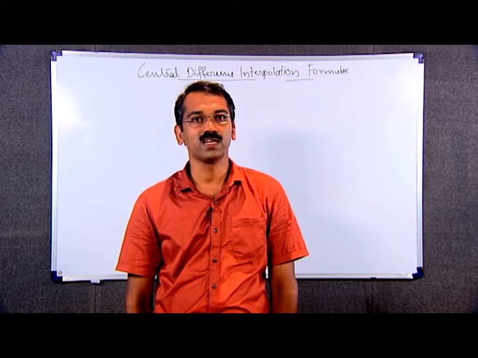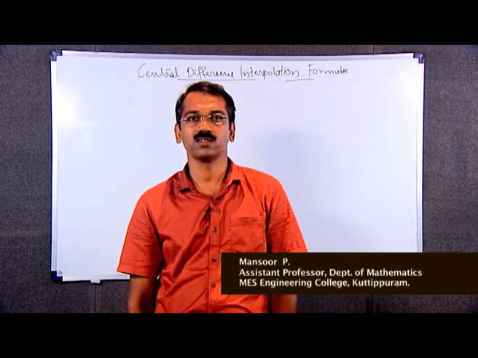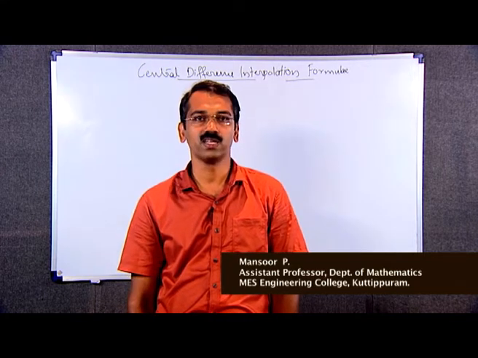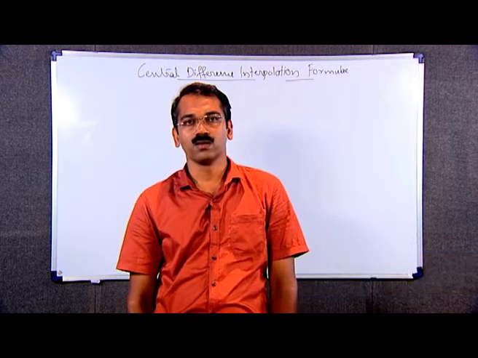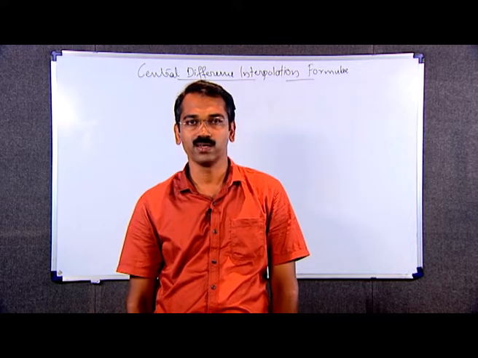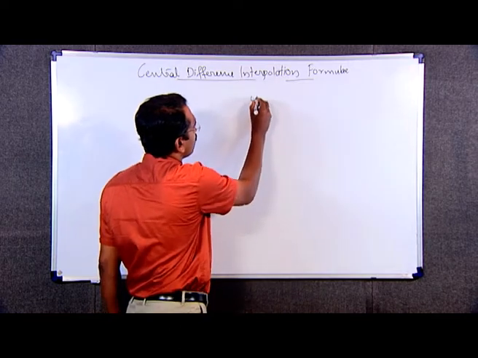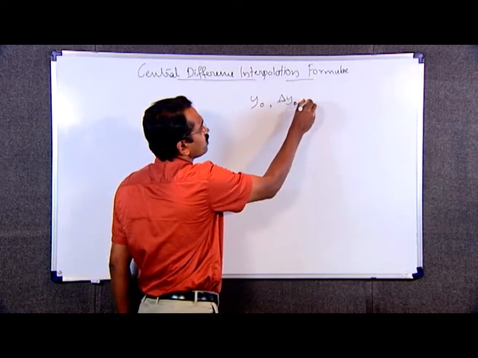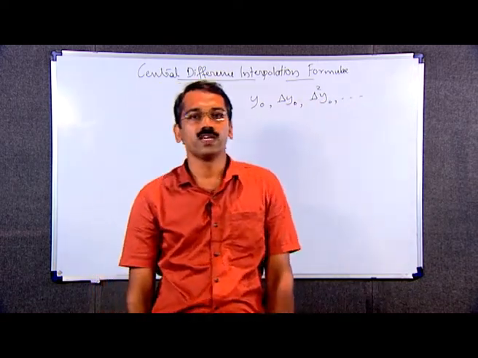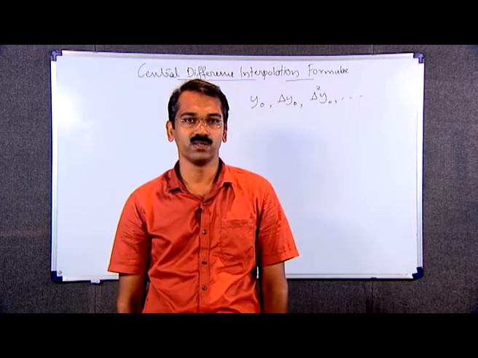Welcome to the session on central difference interpolation formulae. In the previous sessions, we discussed the Newton's forward interpolation formula and the Newton's backward interpolation formula. The Newton's forward interpolation formula contains the initial value of y and the leading forward differences, namely y naught, delta y naught, delta square y naught, etc.